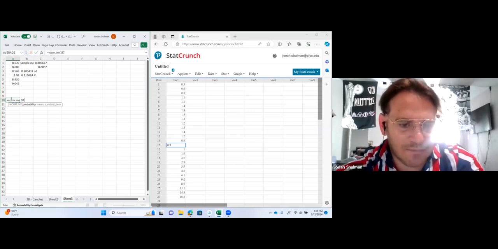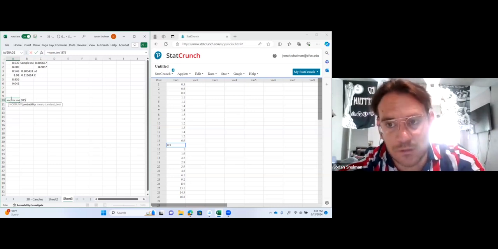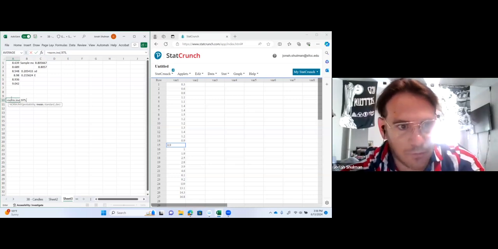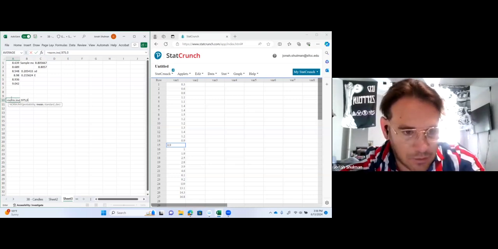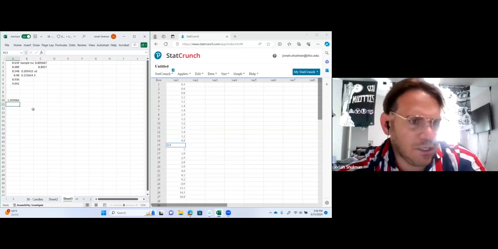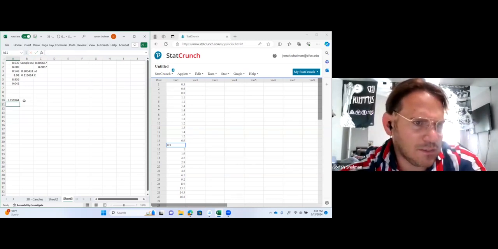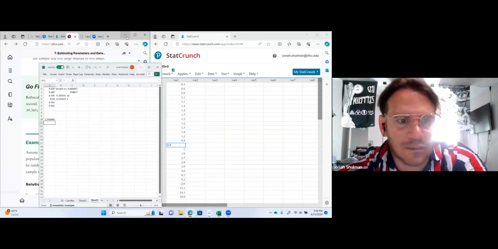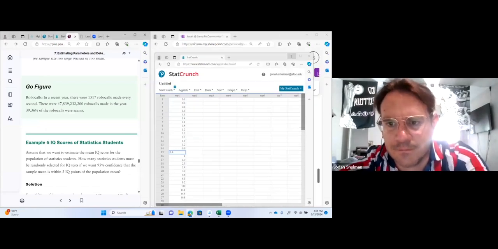The probability is 0.975 because it's a little bit more than we want, from the right hand point all the way over. Our mean is always 0. Our standard deviation is 1. It is 1.96. 1.96 is the number we need.